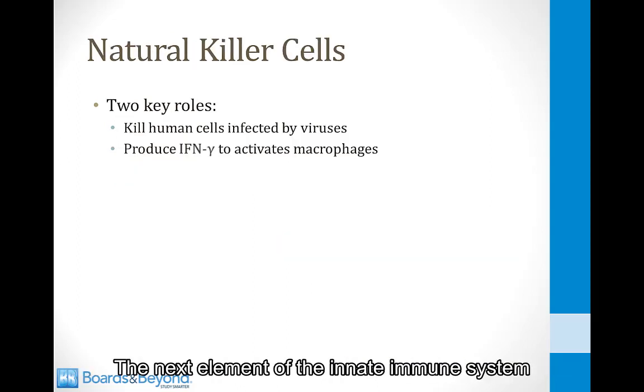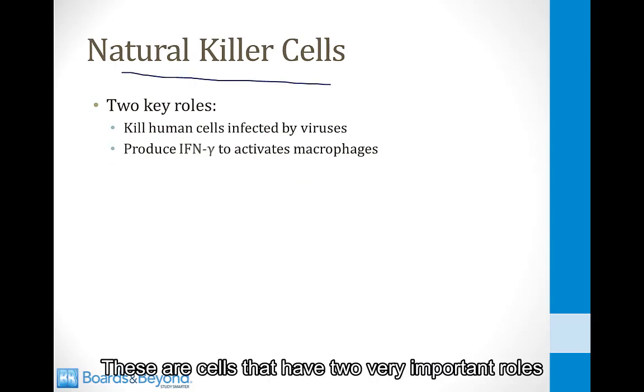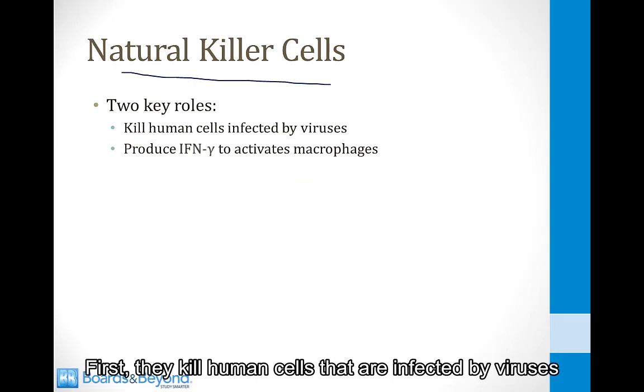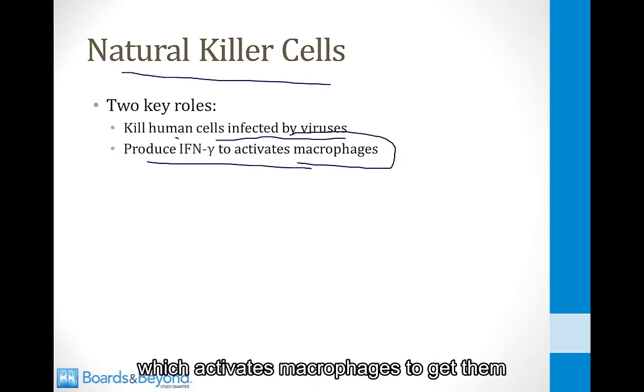The next element of the innate immune system are the natural killer cells. These are cells that have two very important roles in innate immunity. First, they kill human cells that are infected by viruses, and secondly, they produce interferon gamma, which activates macrophages to get them into that primed or activated state.